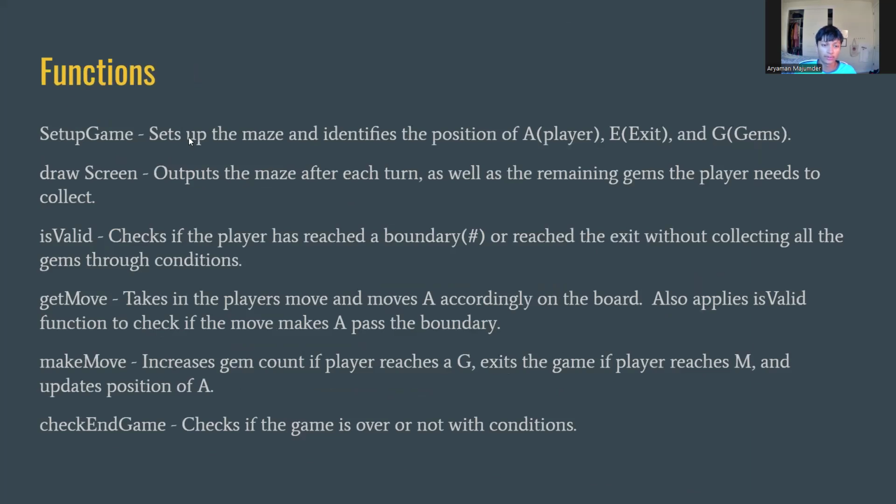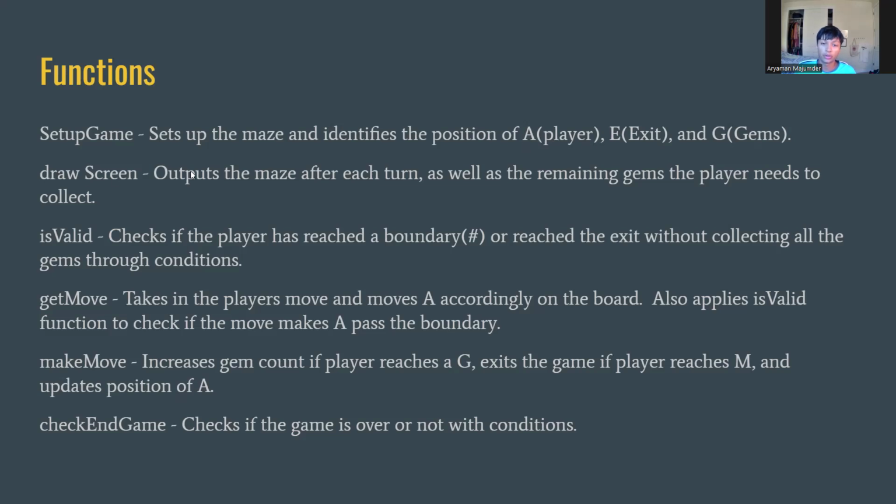Now, as I explained, the function setup game sets up the maze and identifies the positions of A, the player, E, the exit, and G, the gems, because it's important to keep track of A, the player, as a global variable, as well as E and G. When you're trying to see if A reached E or A reached a G, you have to see if the positions are the same: is row A and column A equal to column E and row E. And so that's basically what we need to find throughout each move.